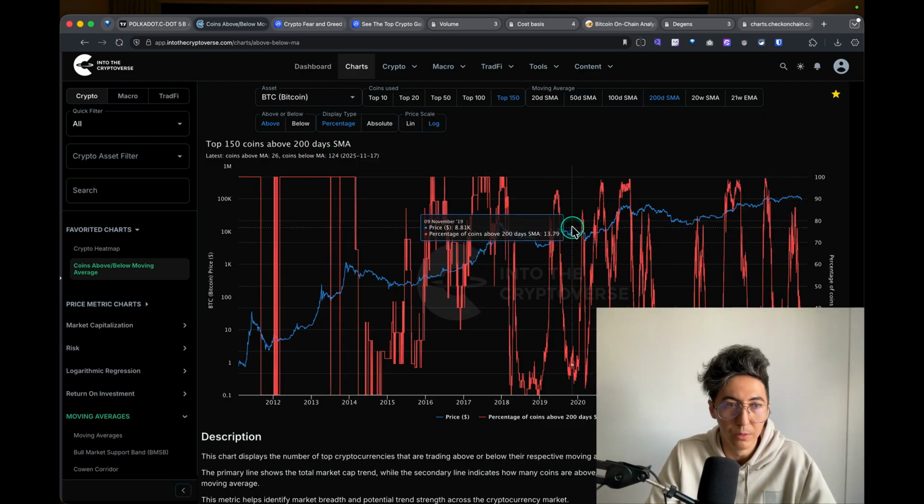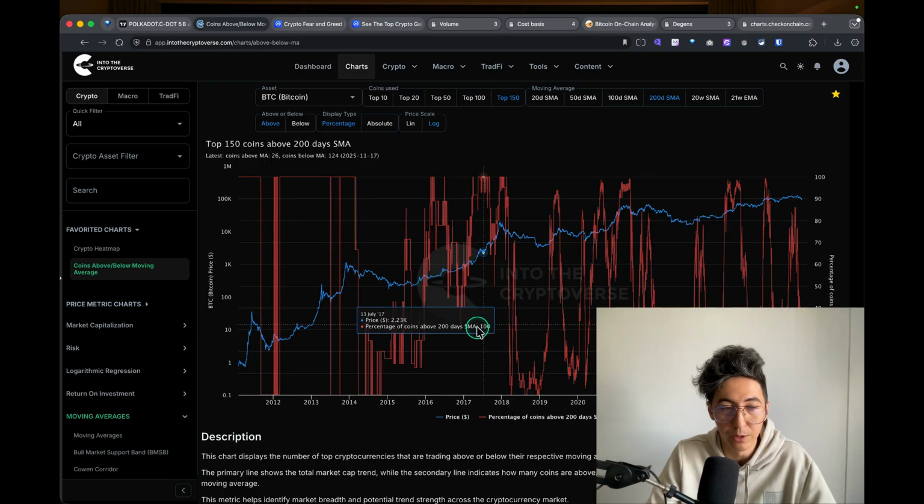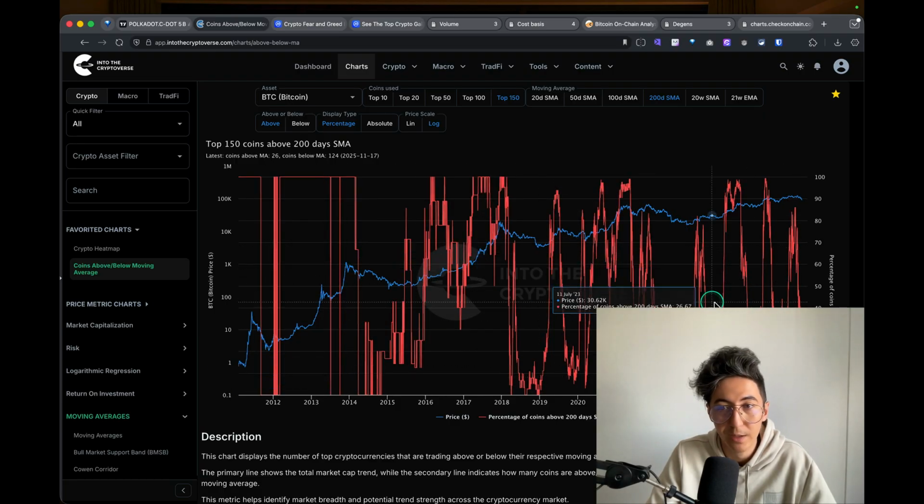Really the only thing that I like to look at here is two things. I like to look at the social, how social, just to see where sentiment is. But I have another indicator that I like to use for that. But this is the 200-day moving average for the top 150 coins.